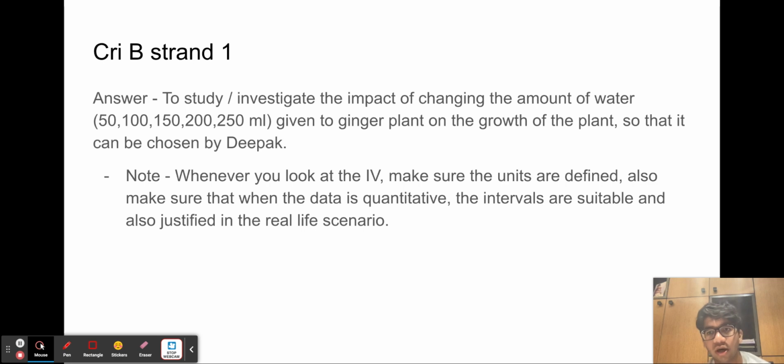So here's a properly structured answer by me. You can read this answer, you can note it down. And one more pro tip is that whenever you look at the IV, make sure that the units are defined. Also, make sure that the data is quantitative, the intervals are suitable, and also justified in the real life scenario.